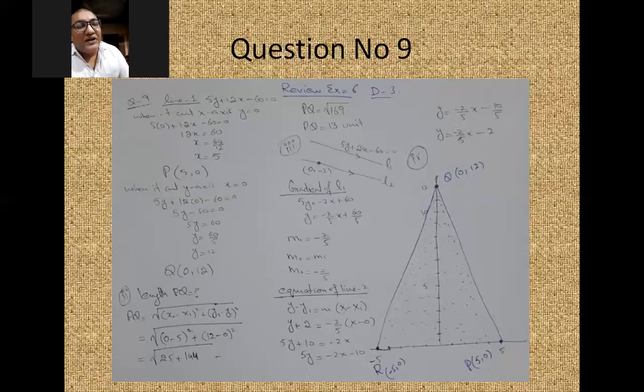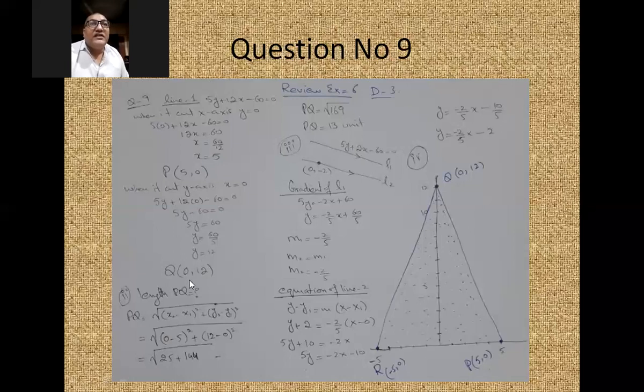The second part is very simple. He wants you to find out the length of the PQ. In the first part, we just found the coordinates of the point P and the point Q. And now they want you to find the length PQ. The formula for the length, the distance formula, is the square root of x2 minus x1 whole square plus y2 minus y1 whole square. So just use these 2 points.